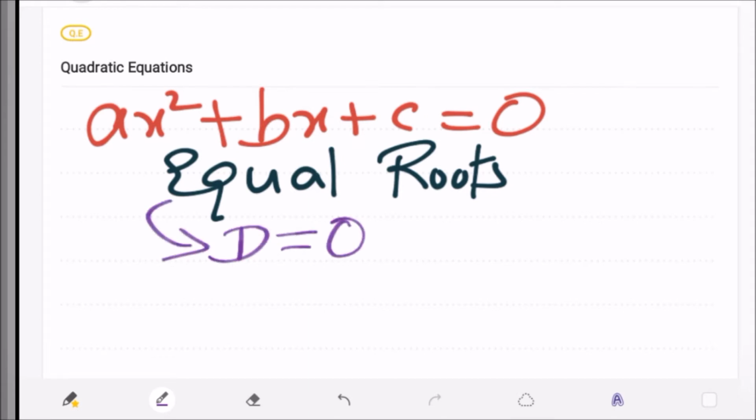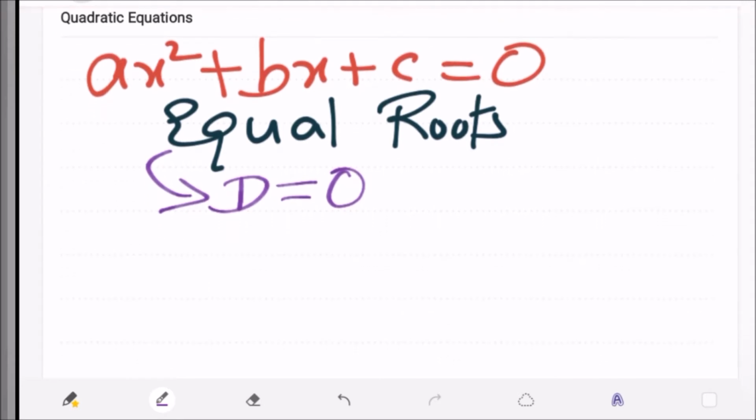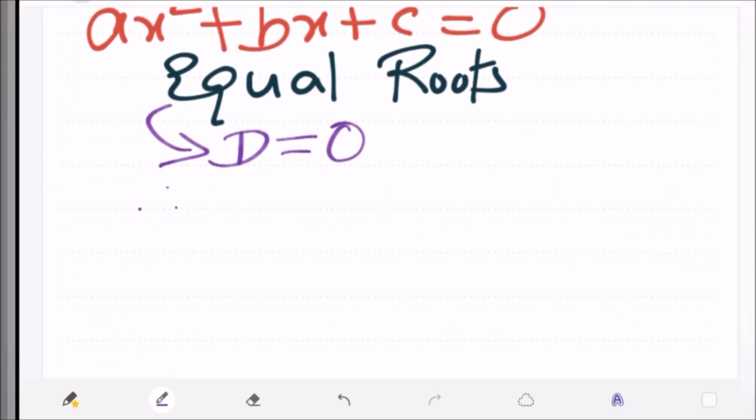Now in this question we have equal roots. Now what is the condition for equal roots? Its discriminant equals 0. So here let's find the discriminant. Its formula is b square minus 4ac. So it is equal to 0.